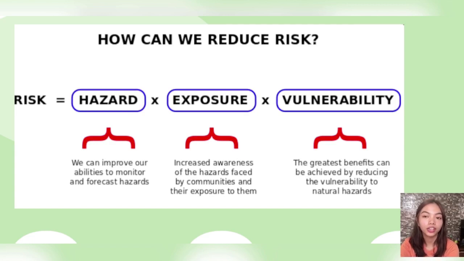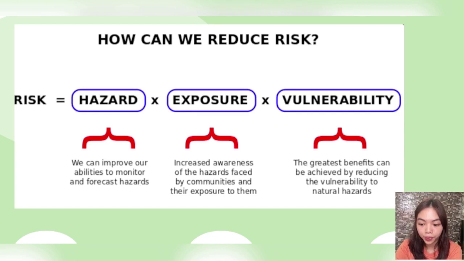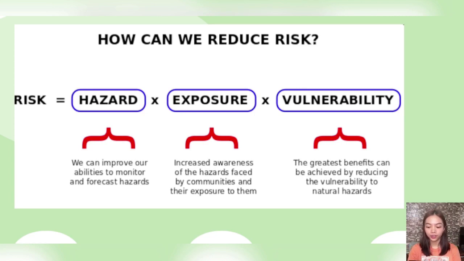So as I've said earlier, in order to reduce risk, we must focus on reducing the vulnerability. Now, this is naka-apply naman sa risk model. So, in the risk model, syempre may hazard, may exposure, and may vulnerability. Now, dun sa hazard, we can improve our abilities to monitor and forecast hazards. So, tama naman, dapat mag-improve pa yung pag-monitor natin sa isang hazard or pag-forecast nito. So, malinaw na tayo kung paano natin ma-reduce yung risk under hazard.